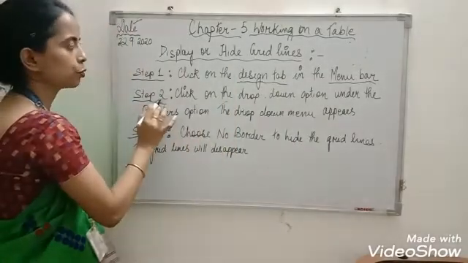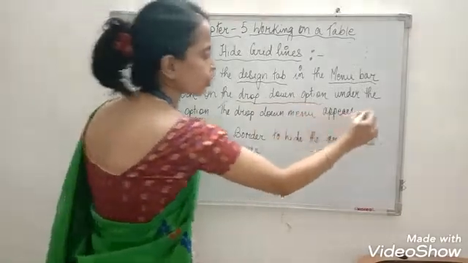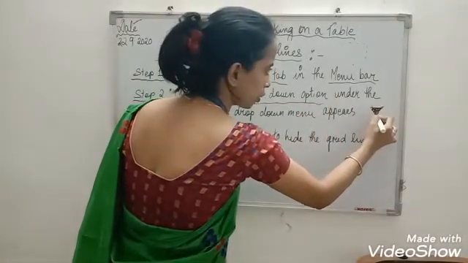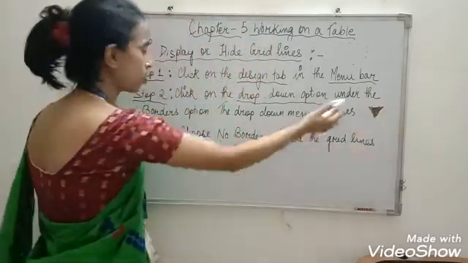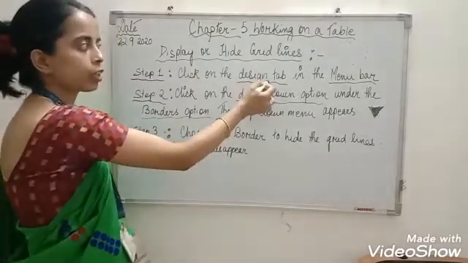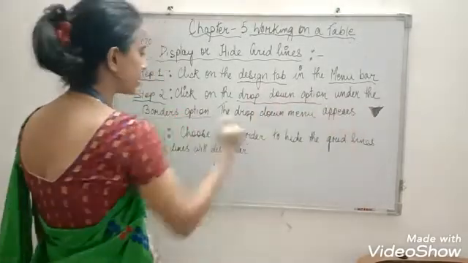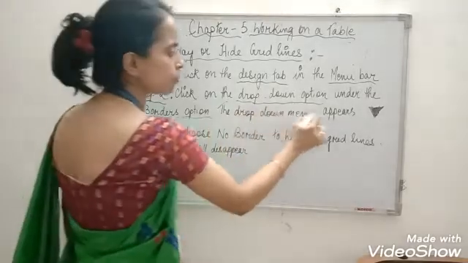Okay. Step 2. To hide grid lines, click on the drop down option. The drop down option, as I have already told you, will be displayed like this, under the borders option. First you have to click on the design tab in the menu bar. From there you have to click the drop down option under the border option.